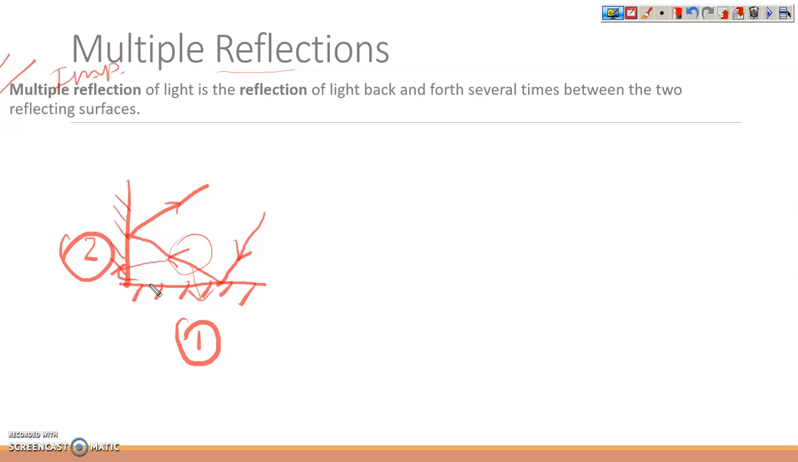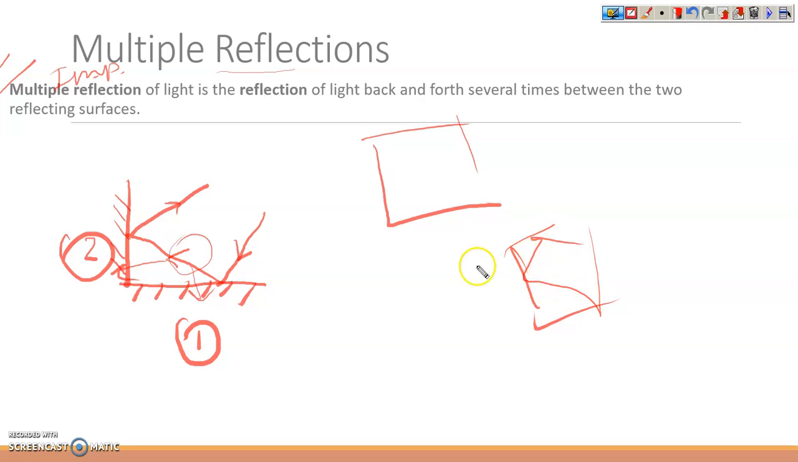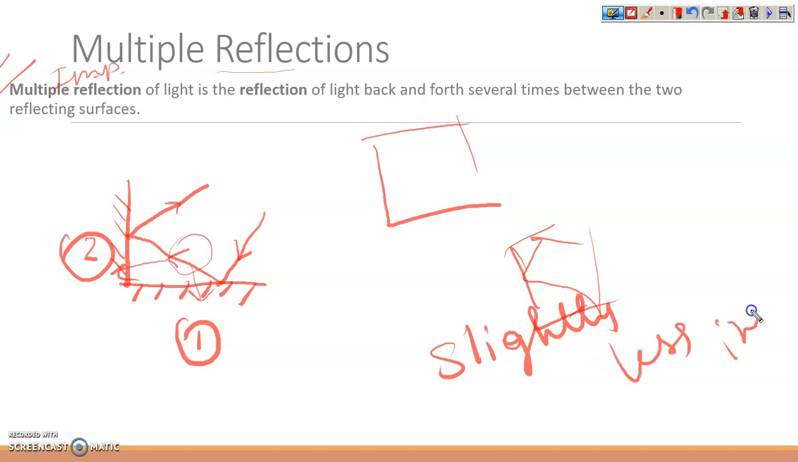When light is incident on a plane mirror, a small part of it is absorbed, due to which the reflected light has slightly less intensity. Now we understand by this statement, if you draw so many mirrors here, when a reflected ray keeps going and coming again, it has slightly less intensity. Okay.